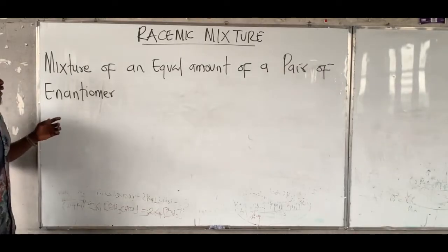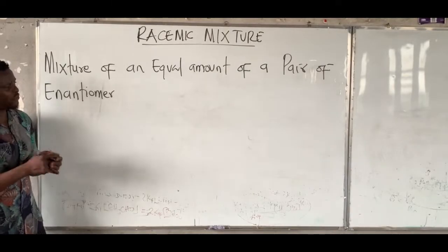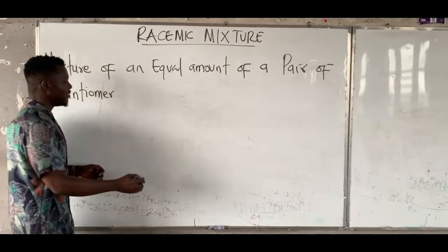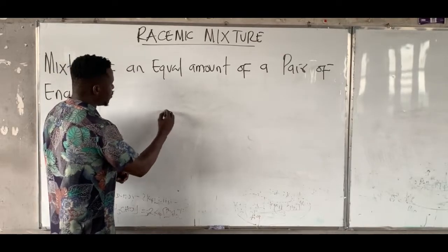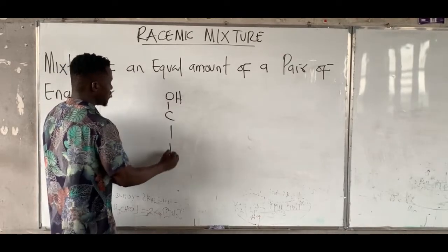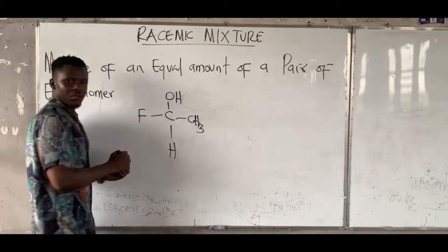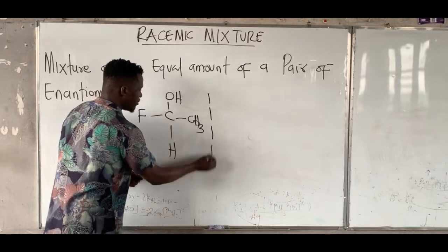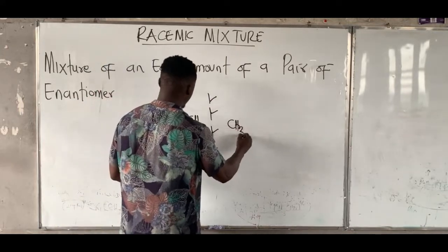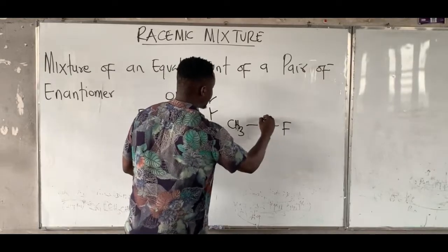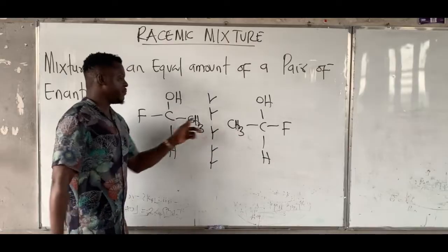All right, so we said that the racemic mixture is a mixture of equal amounts of enantiomers. Now, what do I mean? For example, if I have this compound with OH, H, CH3, and N, and then I put a mirror image here, with CH3, C, and N. Now this is a mirror image of this guy.